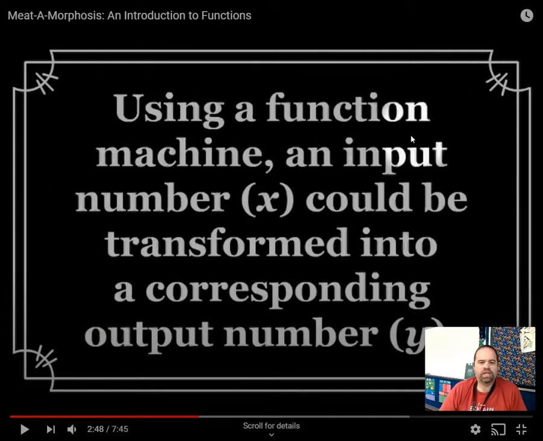Using a function machine and input number x. So when you hear these things referred to as x's and y's, we're going to input an x value and we will get an output or a corresponding y value. Ultimately, what that means for us is since we're going to be getting xy pairs, and x goes with the y, we're going to be able to graph these things. Okay, so we're going to input x's, we're going to get outputs of y's.